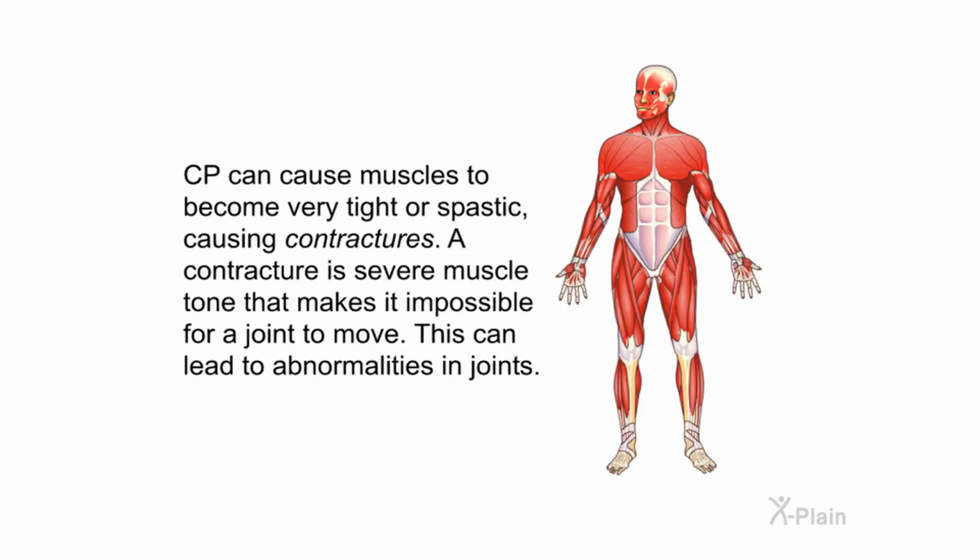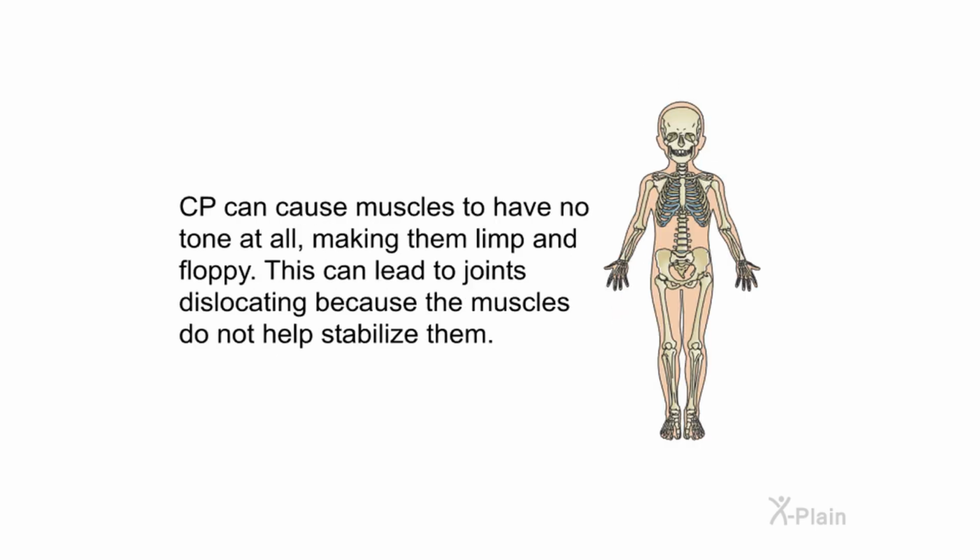CP can cause muscles to become very tight or spastic, causing contractures. A contracture is severe muscle tone that makes it impossible for a joint to move. This can lead to abnormalities in joints. CP can cause muscles to have no tone at all, making them limp and floppy. This can lead to joints dislocating because the muscles do not help stabilize them.